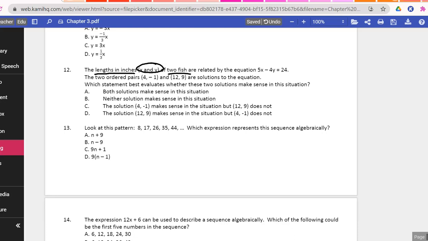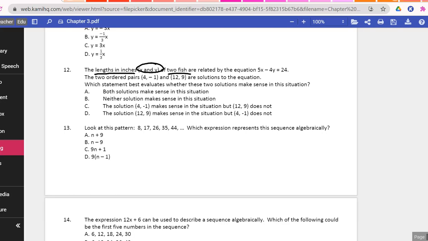Which statement best evaluates whether these two solutions make sense? You have absolutely no math to do here. If you plug those numbers into this equation, both of them are going to work. They're both solutions, okay? But there's one of them that doesn't make sense based on the information that you are given.